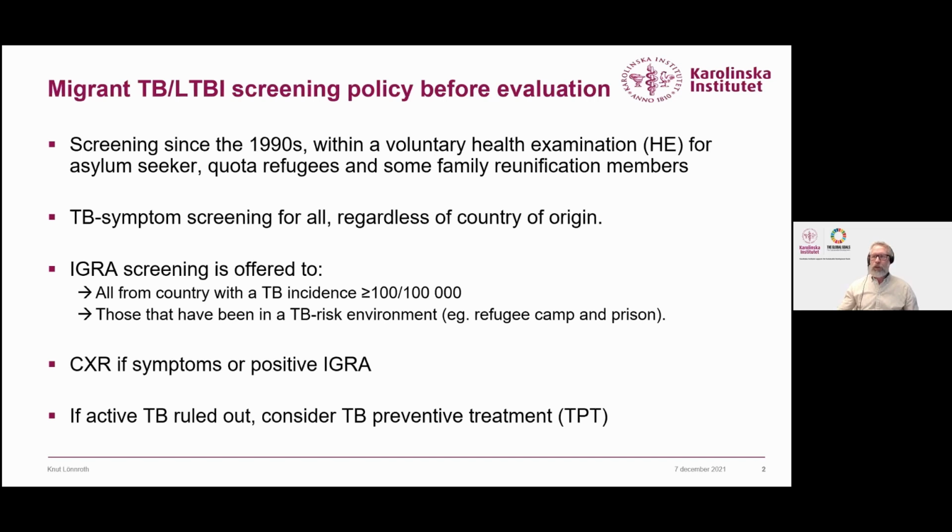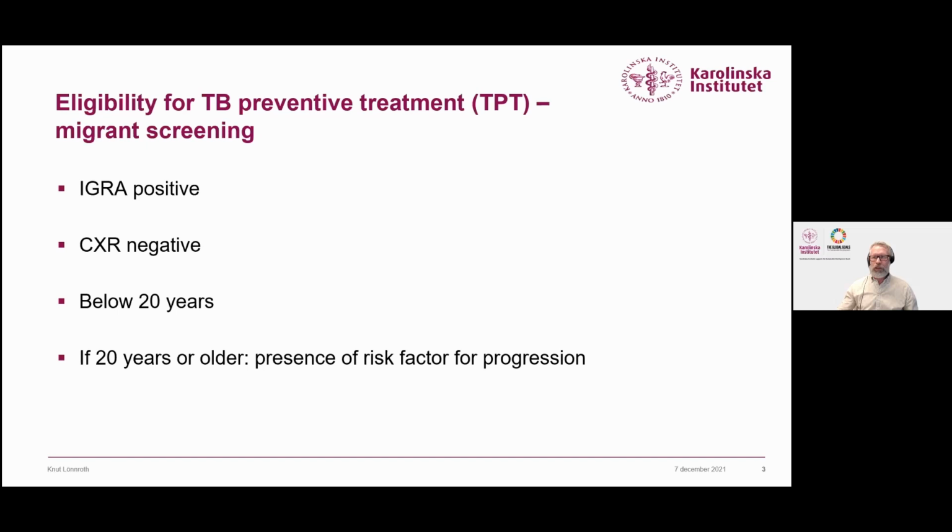A bit different from the TB Endpoint project is that the eligibility for treatment for latent infection is rather strict. And actually, Stockholm has been stricter than other regions in Sweden. So first of all, the IGRA needs to be positive, X-ray negative, but then it was decided a couple of years before this project started to only systematically invite to treatment those below 20 years of age. If older than 20, then it's a clinical decision based on presence of risk factors. So here, it's not for all, but a selected group that is supposed to be eligible for treatment.